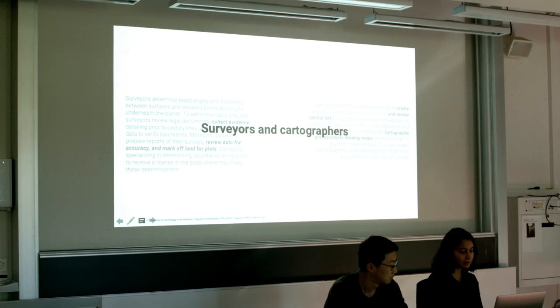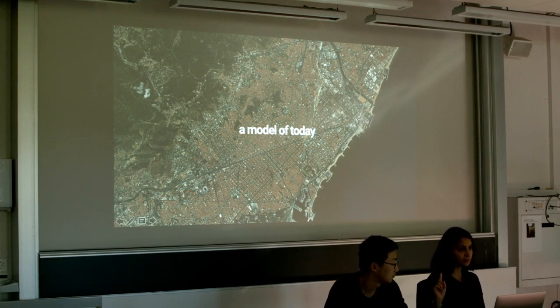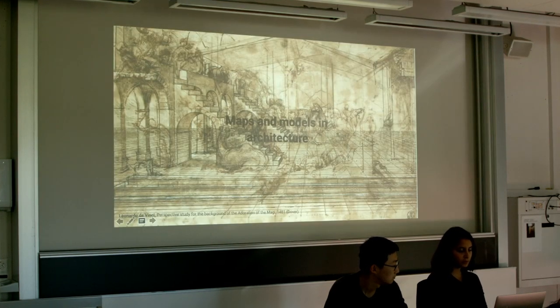And then we ask today, what is a model today? This picture is from Google Maps, and we argue this is a model. It is not a map. And now that we have this example in cartography, we move into architecture. What are the models and maps in architecture?